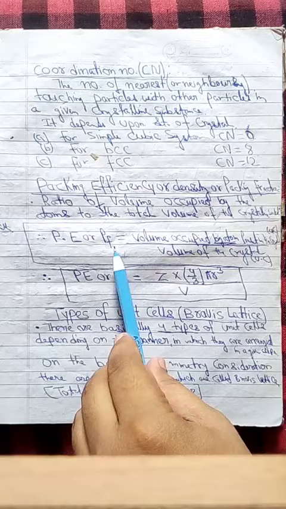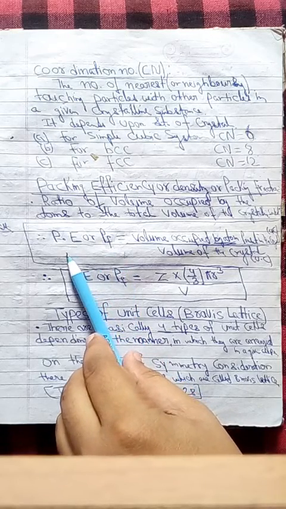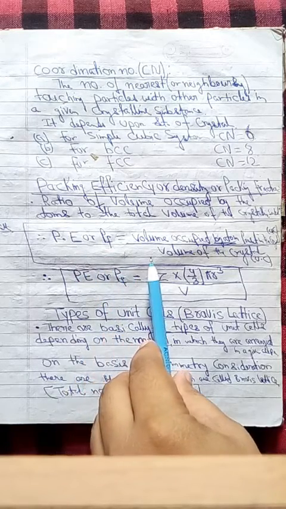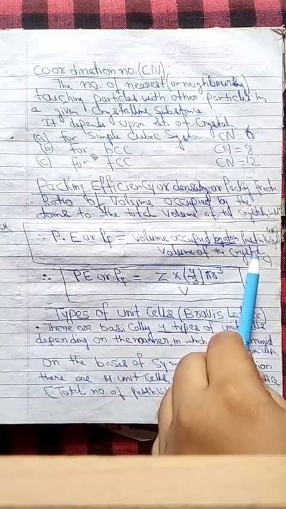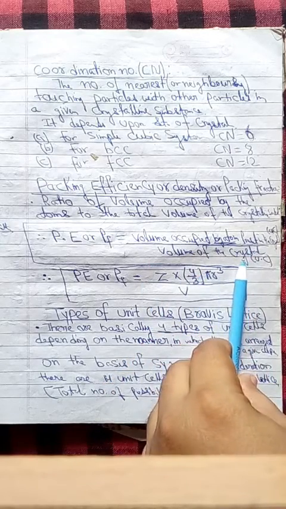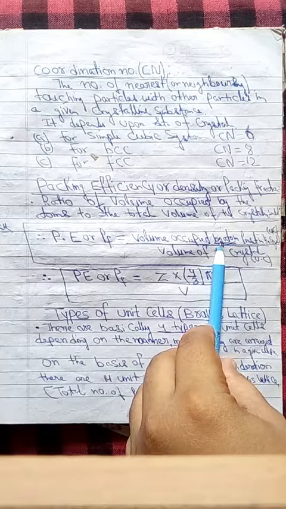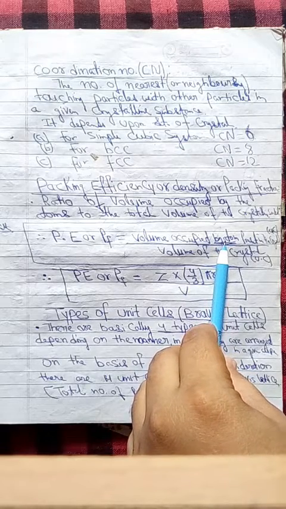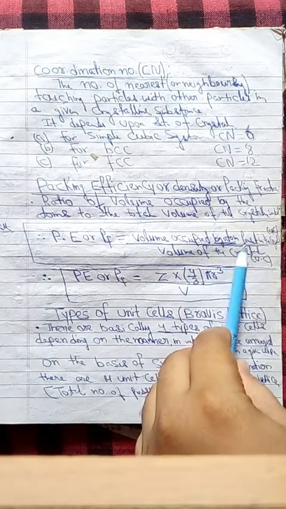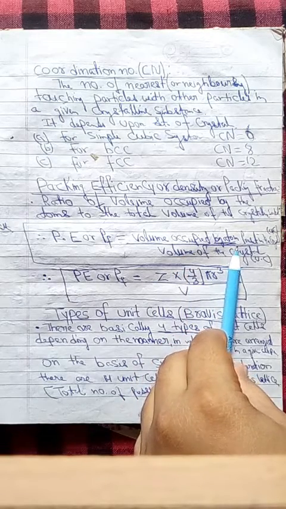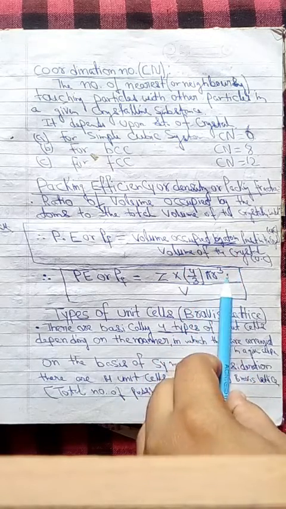PF stands for packing fraction, and PE stands for packing efficiency. We'll get a general formula that is equal to volume occupied by the atoms per unit cell divided by volume of the crystal. So we know that atoms are in a spherical form. So you know the formula of a sphere. What will be the volume of a sphere? 4 by 3 pi r cube. So therefore volume occupied by an atom, that is in a spherical form, will be 4 by 3 pi r cube.